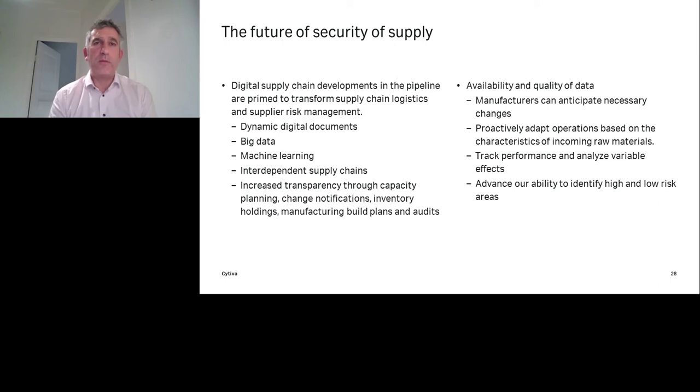And then, of course, sophistication in the way that large data sets are handled is really needed in the context of interdependent supply chains. So there'll be a need from across the industry for increased transparency, which will enable greater accuracy in capacity planning, but also when it comes to inventory holding and simply being able to focus on prioritizing the mitigation of the highest risks. In terms of availability and quality of data, that's going to be a key enabler.